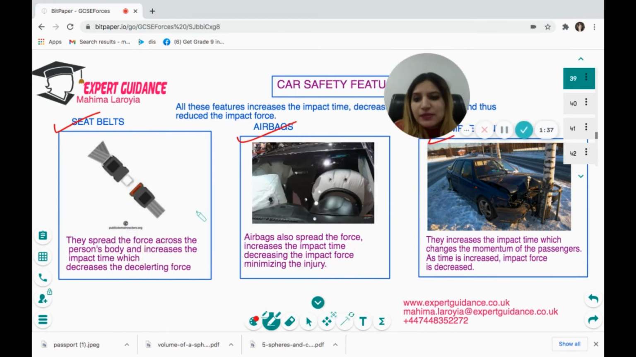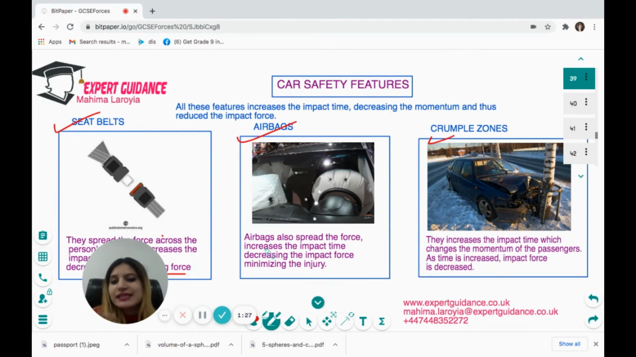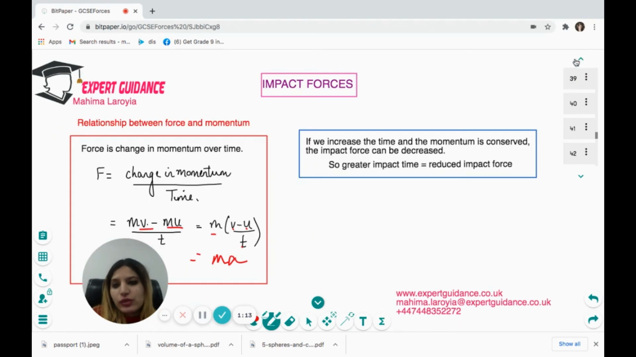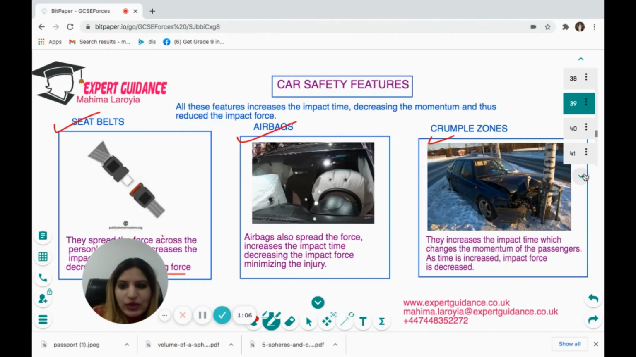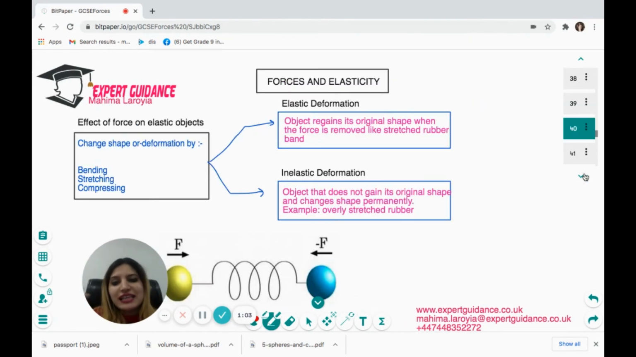When we wear seat belts, they spread across the person's body and increase the impact time, which decreases the decelerating force. The airbag also spreads the force, increases the impact time, and decreases the impact force, minimizing injuries. The crumple zone also increases the impact time, which changes the momentum of the passengers. As the time is increased, the impact force is decreased, because force is change in momentum over time. If you increase the time, the force will go down, and that will prevent you from getting injuries.